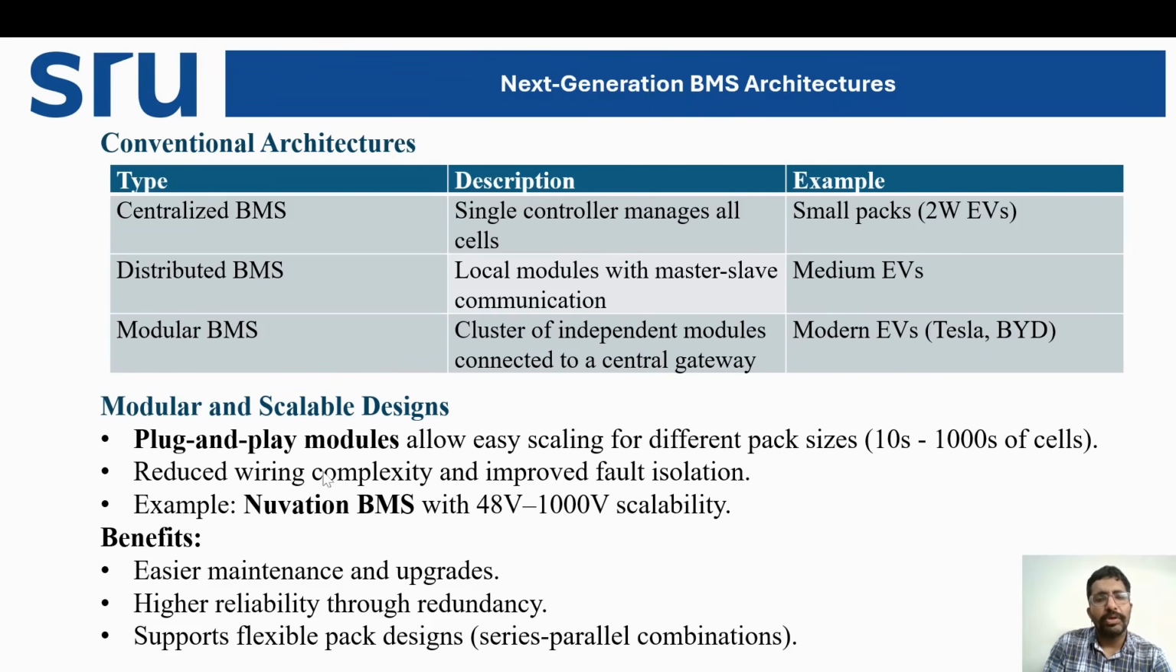So the Nuvesan BMS operates within this voltage range. The minimum is 48 volts and it is scalable up to 1000 volts also. Then benefits: easier maintenance and upgrades, and higher reliability through redundancy. So maintenance will be easier if we are going for a modular and scalable design. Higher reliability will be there through redundancy.